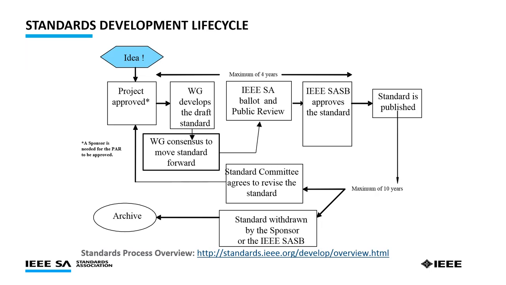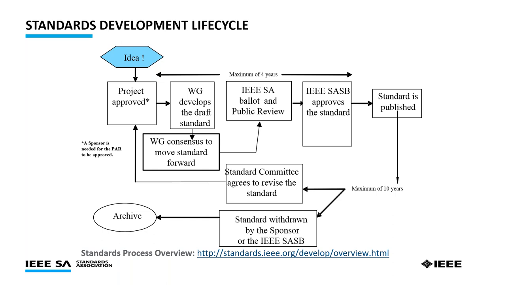And so this diagram shows the standards development lifecycle. Everything starts from an idea: we find a gap, we find a standardization need, we need to develop a standard. This is the so-called idea. Then we need to write a very simple proposal. We call that PAR, P-A-R, Project Authorization Request. And that PAR will be sent to your sponsor.